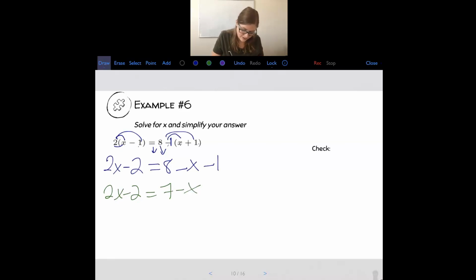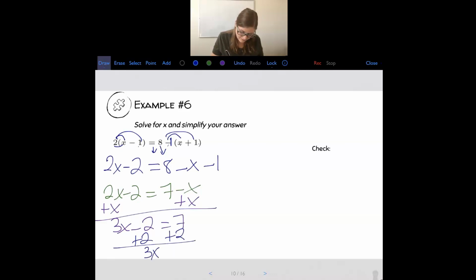Okay, so I'm going to add x to both sides. We have 3x minus 2 is equal to 7. Okay. And then we are going to add 2 to both sides. So we're looking at 3 times what number is equal to 9? 3 times 3 is 9, so that gives x is 3. Again, that's because the value of x needs to be 3 in order for 3 times 3 to be 9.